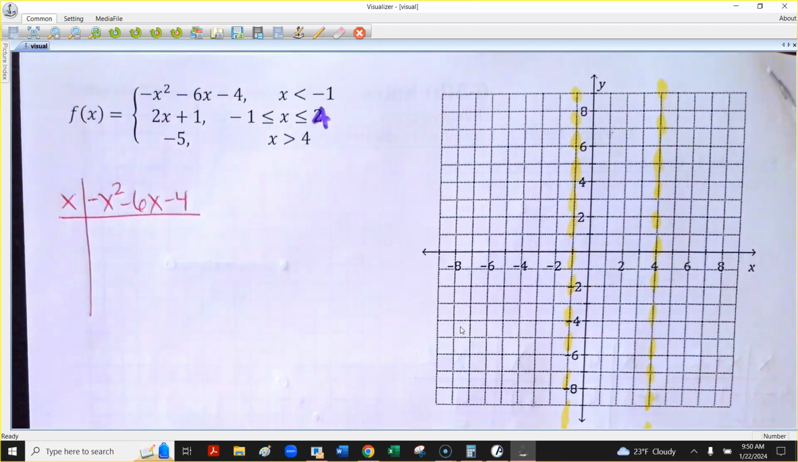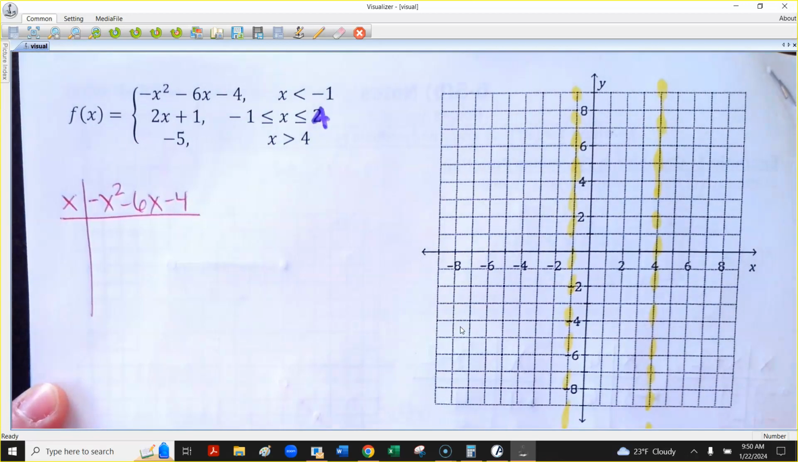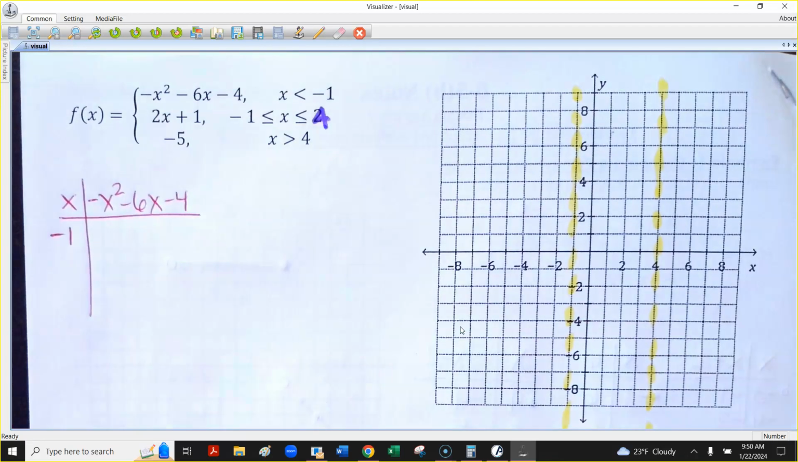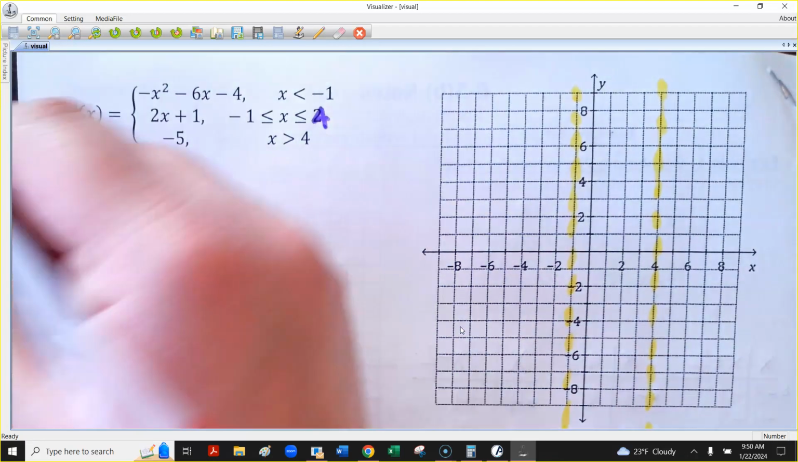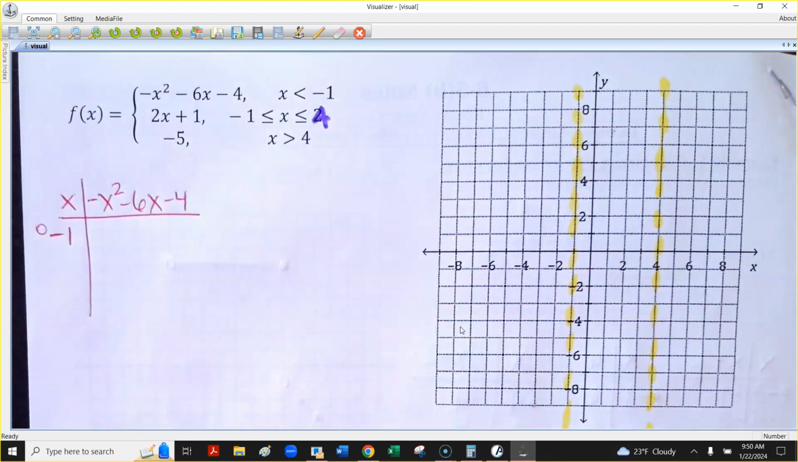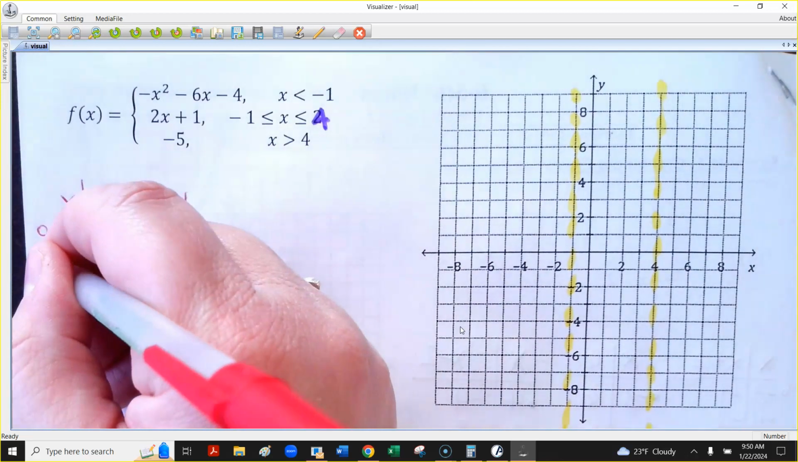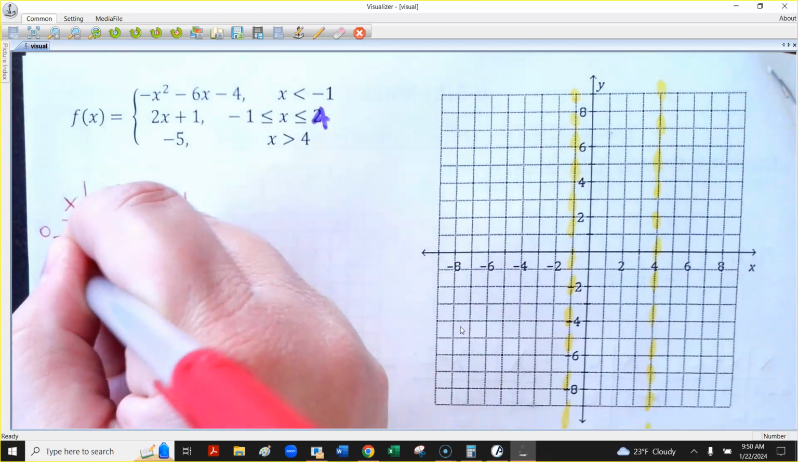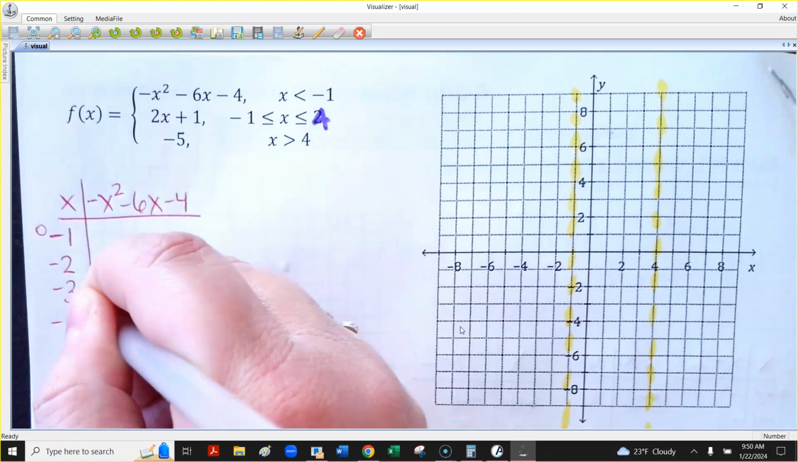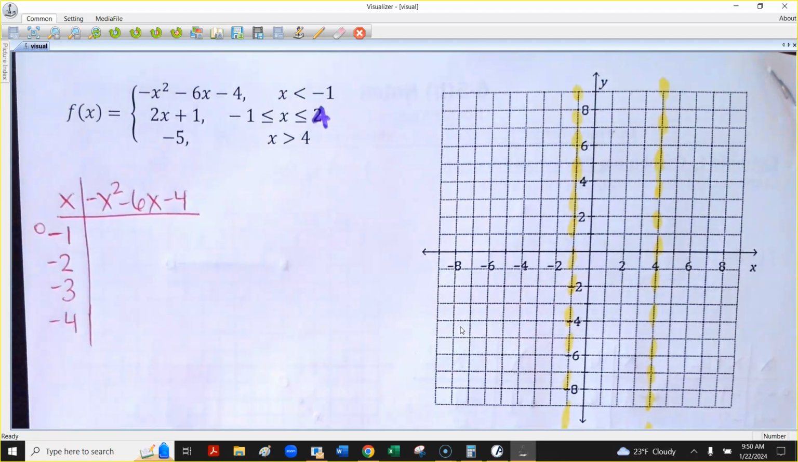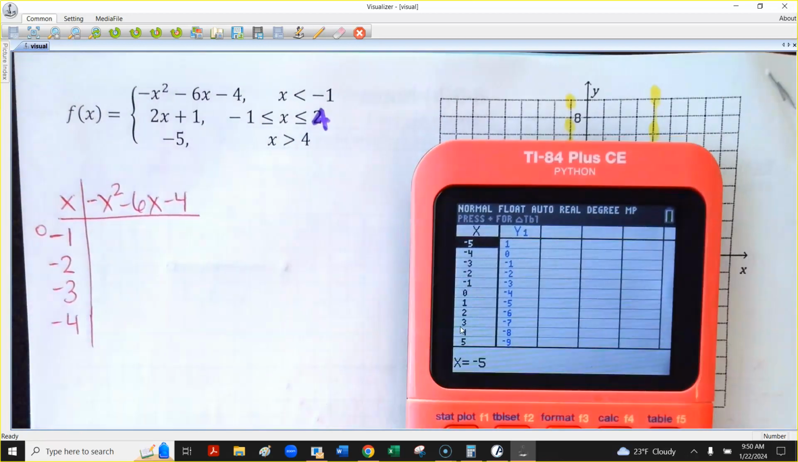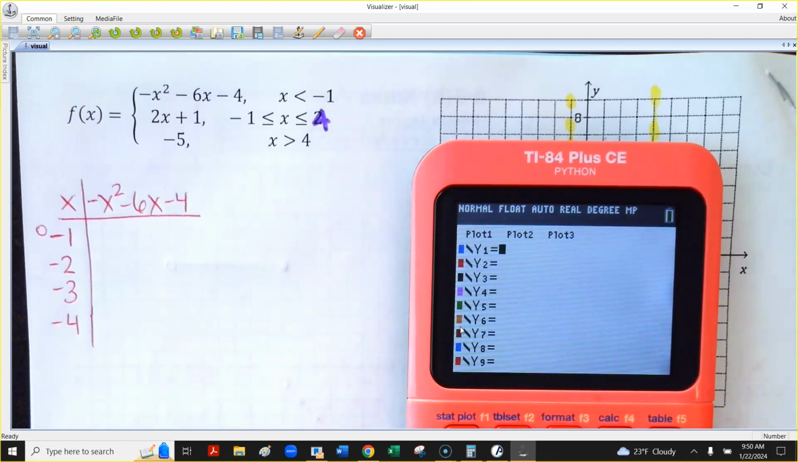Now, for the quadratic, that's the first one, it's to the left of -1. So you start with the boundary number. This will be an open circle because it's just less than. And then less than -1, be like -2, -3, -4. I'm going to grab my calculator. You can plug these in by hand, of course, but I'm going to do this with the calculator and make it go a little faster.